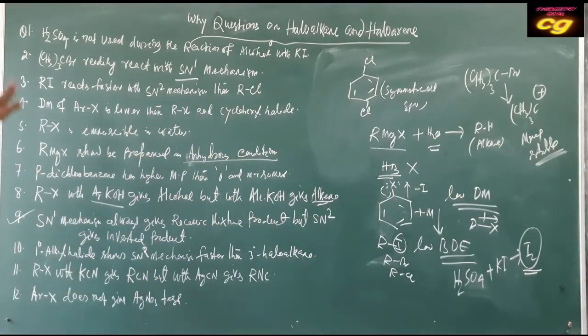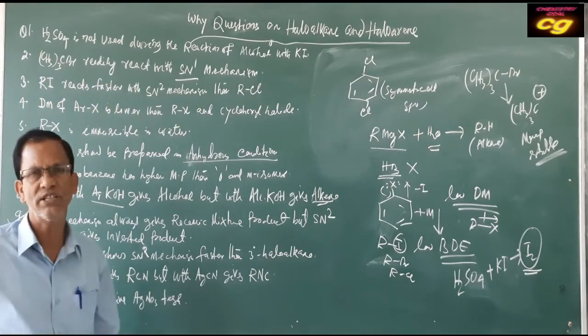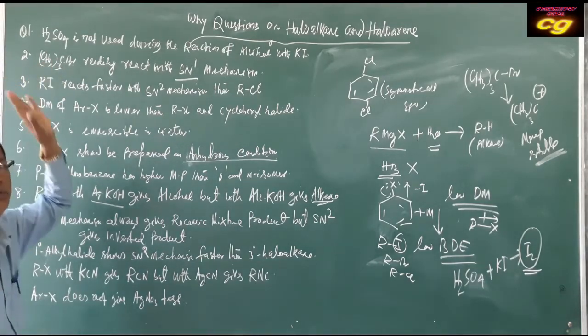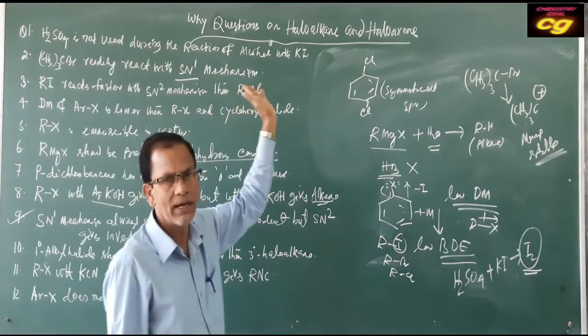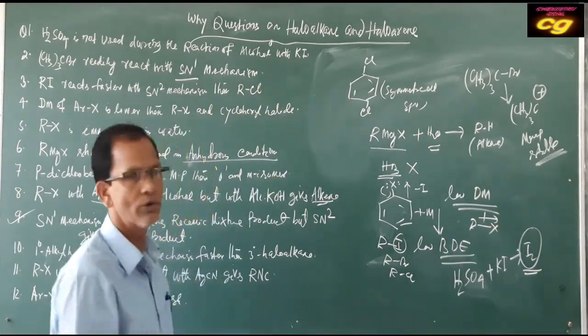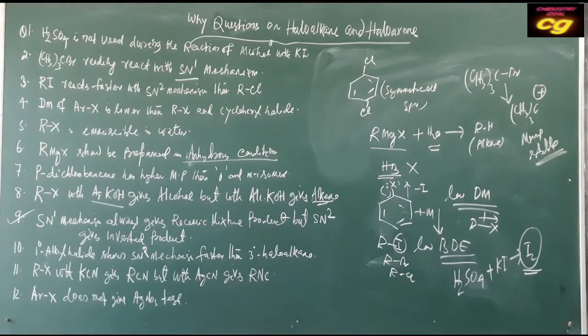That's why we should not use sulfuric acid during the reaction of alcohol with HI or KI, or alcohol with HBr or KBr. We should avoid sulfuric acid because it oxidizes KBr and KI to the halogens I2 and Br2. That's why we should not carry out this reaction in the presence of sulfuric acid.